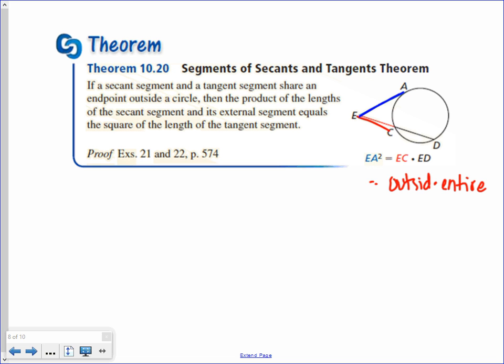EA is the outside piece, and EA is the entire segment. So if you take EA times EA, you end up just getting EA squared. So we're just going to take that tangent piece and square it. But you're essentially doing the same thing, outside piece times the entire thing.